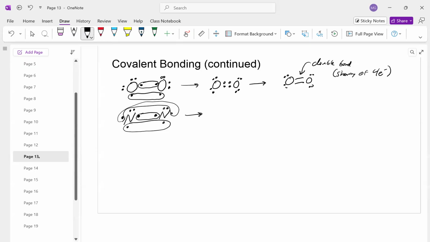So I'm sharing a total of 6 electrons between them. That's going to form what we call a triple bond, which again is the sharing of 6 electrons total between two atoms.